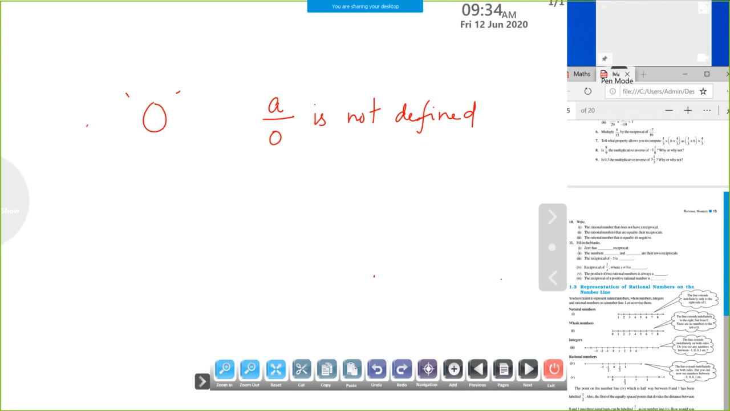The second question is: the rational numbers that are equal to their reciprocals. This I also mentioned in my note: the two numbers whose reciprocals are the numbers themselves are 1 and minus 1. Because 1 into 1 by 1 is 1, and minus 1 into 1 by minus 1 is also 1. Therefore, the answer is 1 and minus 1. The product of the number with its reciprocal is 1. Therefore, 1 and minus 1 are the numbers whose reciprocals are the same.